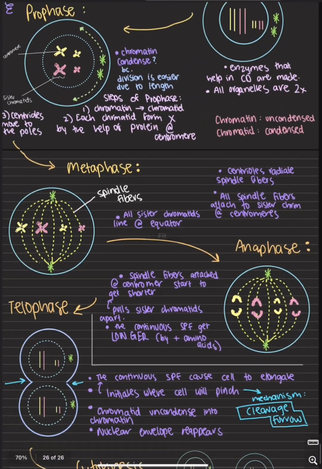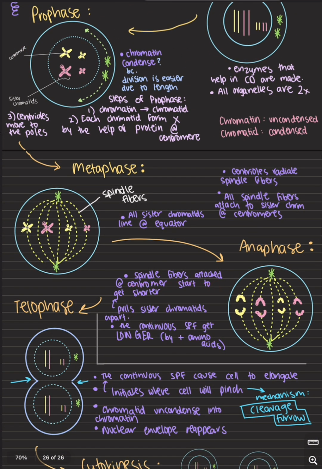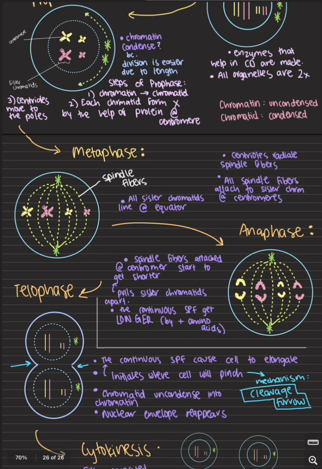So in anaphase, which is the next stage, we see the spindle fibers that were attached at the centromeres start to get shorter. And when they get shorter, they actually pull the sister chromatids apart, creating, like on the bottom, these V shapes and then these A shapes. And we see that the continuous spindle fibers, the ones that went from centriole to centriole, those actually get longer. And they get longer because they add amino acids and proteins to them.